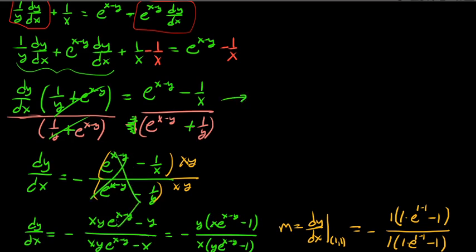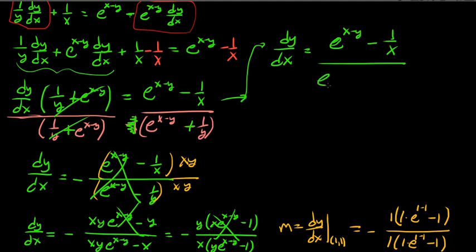So ignore all this. So the derivative, let's just put that up here, should be e to the x minus y, that's an e, minus 1 over x divided by e to the x minus y plus 1 over y. Okay, so now when you plug in, well, I'll have to do it again. To get the slope, we're just going to take the derivative and plug in x equals 1 and y equals 1. And so the numerator is 0, but the denominator is not 0.